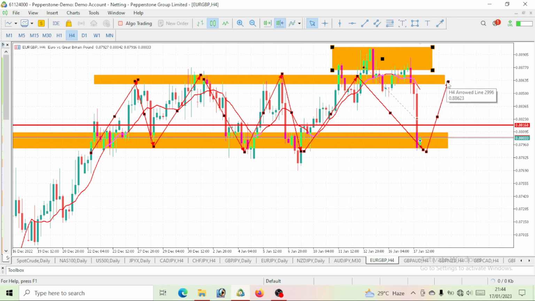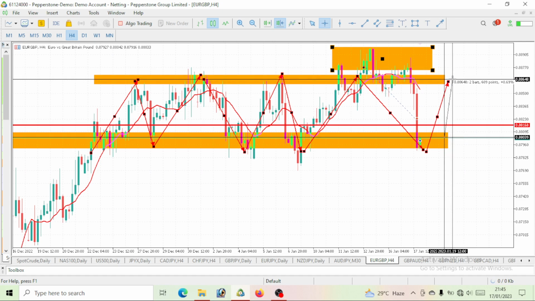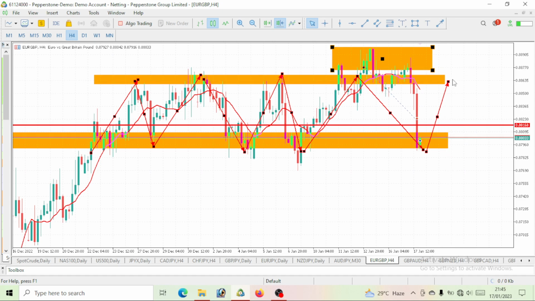So for the next day, which is the 18th, let's see this Euro GBP give us a bullish move. We would want to go up and at least take out this resistance level. At least that should give us about 60 pips. I mean, a 60 pips bullish move for the next day on Euro GBP is very visible. It's something we can grab. So let's watch out for a bullish move on Euro GBP for the next day.